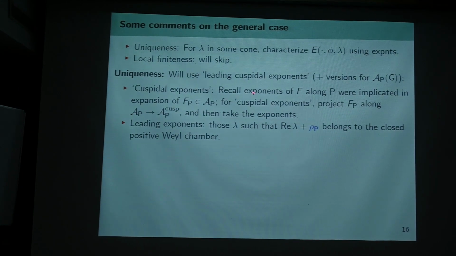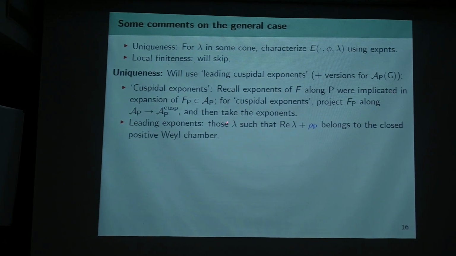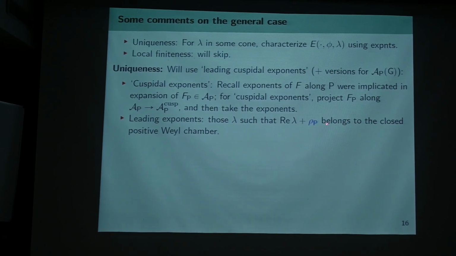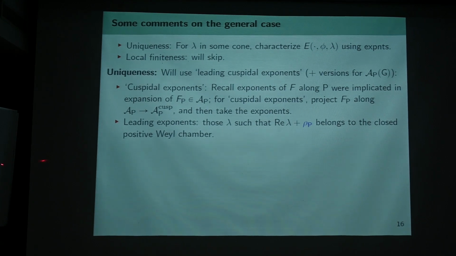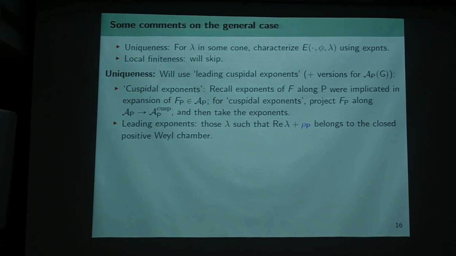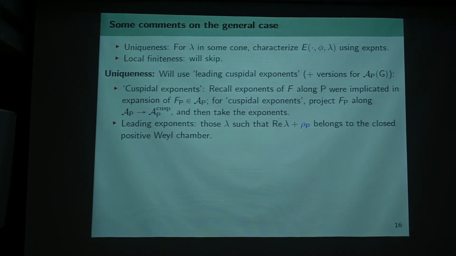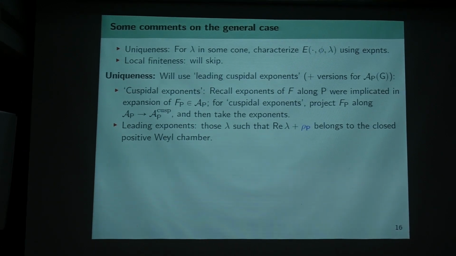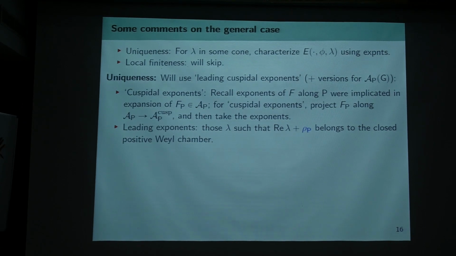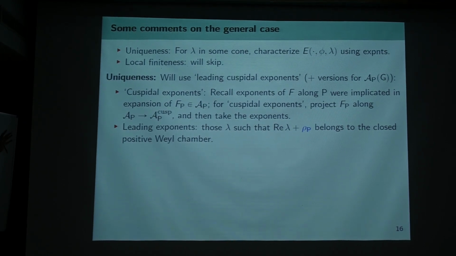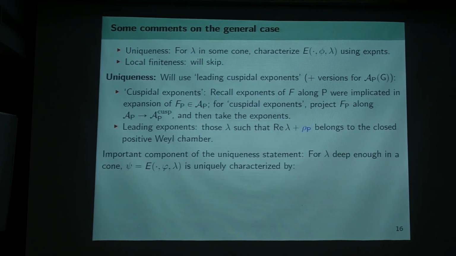And you are not looking for all the exponents, but only those exponents with the property that with a rho shift it belongs to the positive Y chamber. Which means, in the earlier case, of s plus half and minus s plus half, only s plus half is a leading exponent, minus s plus half is not leading. But s plus half being the only leading exponent was enough to characterize the Eisenstein series.